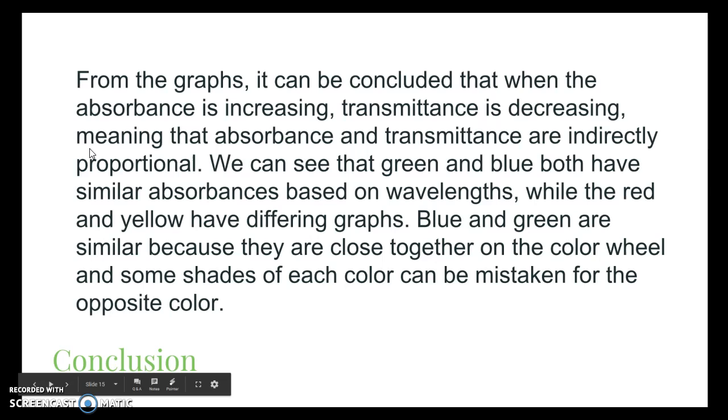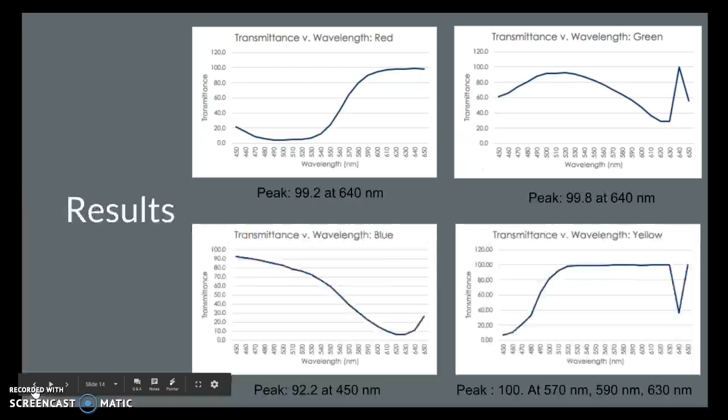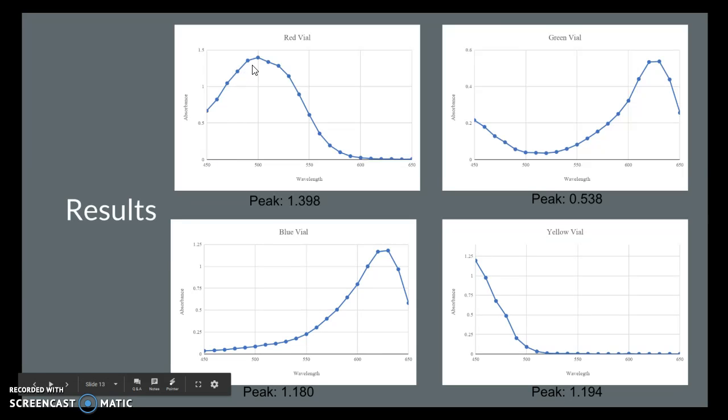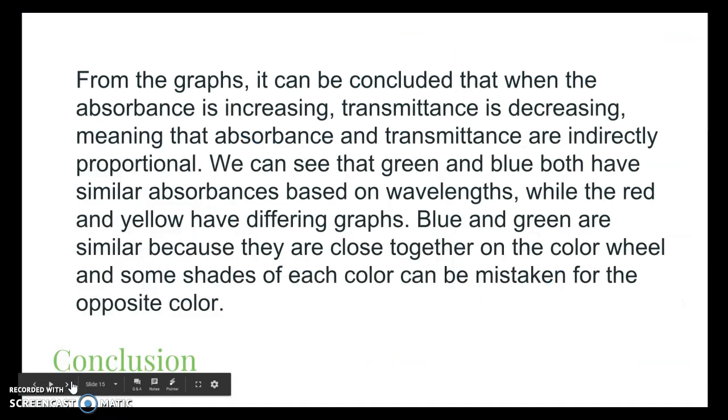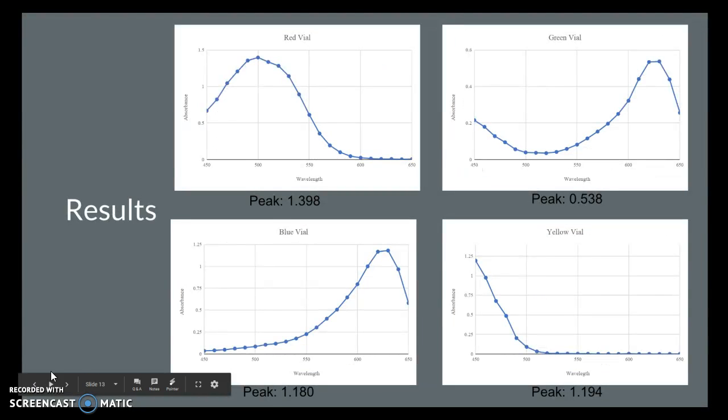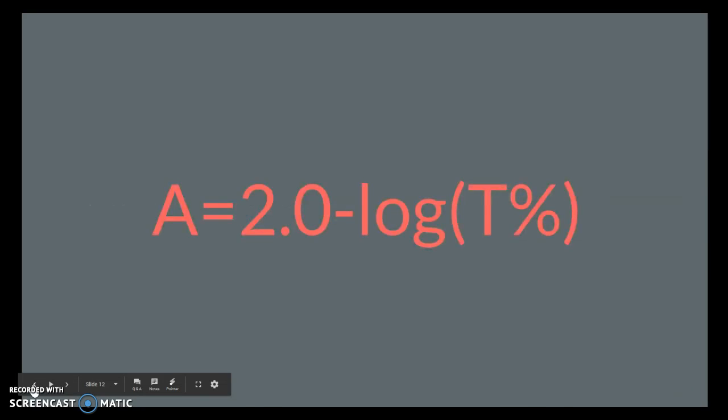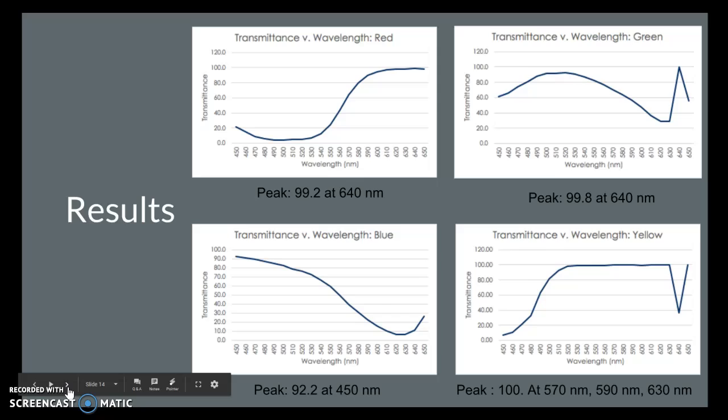Now from the graphs, it can be concluded that when absorbance is increasing, so when this is really high, then transmittance is really low because not all the light is going through the substance. Now in the green and blue, they're both very similar in absorbance. You can see they're almost identical because they're very similar in wavelengths, really close on the color spectrum.